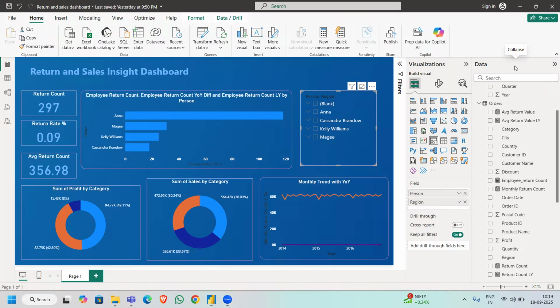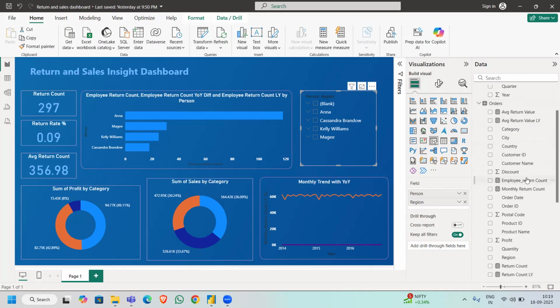In this project, I created a Power BI dashboard to analyze product returns for 3 years of sales data. The main goal was to measure the return rate, return value, employee contribution, and monthly trends. I also used year-over-year analysis to see how these metrics change compared to the previous year.